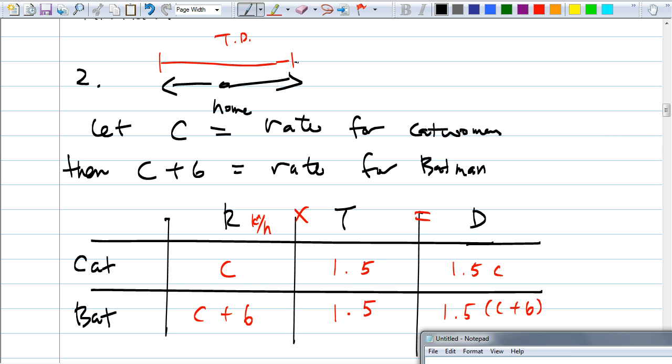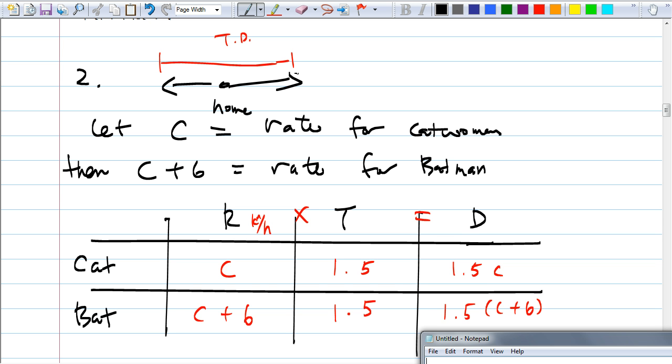You add them together, exactly. If you were to add how far Catwoman went, maybe to the left, and how far Batman went, to the right, you add them together, it should be 18, right? So what's the equation? 1.5c plus 18? 18 is how far they were apart. That's the total distance. So it should be 1.5c plus, that's how far Catwoman went, plus how far the Batman went. Isn't that the formula?